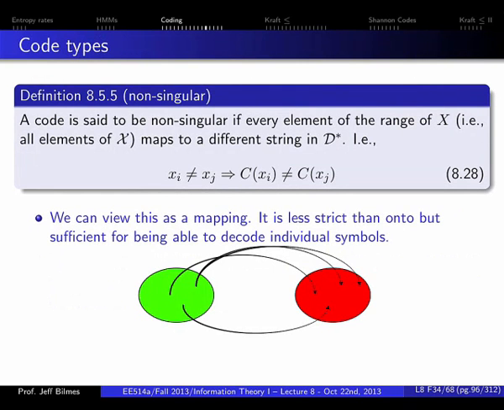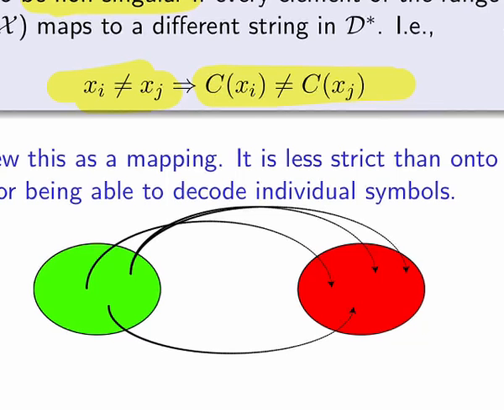So a code in general is said to be non-singular if every element of X, the alphabet, maps to a different string in D star. In other words, if the two X's are distinct, then the corresponding code words are distinct. So we can view this as a mapping. Every distinct X corresponds to a distinct mapping. So there's no collisions. A collision would be if another guy maps to the same guy.